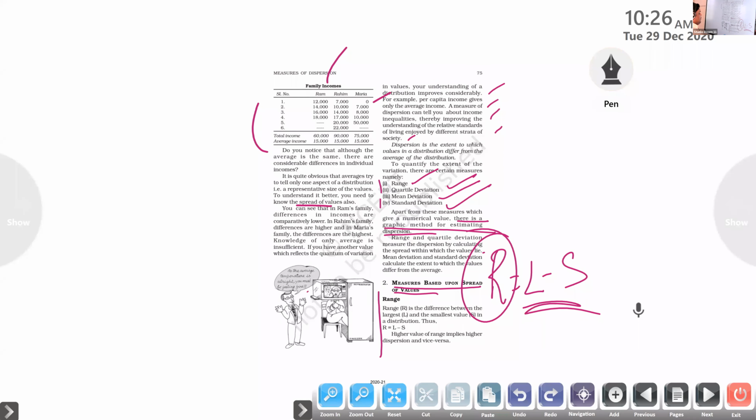Okay, so going for some example here. Higher value of range implies a higher dispersion and vice versa, right? If the highest value is a huge number, the dispersion is also huge. If it's a small one, the dispersion is also small. So higher value of the range implies a higher dispersion, and lower value implies the lower dispersion. Just keep that idea in your mind.